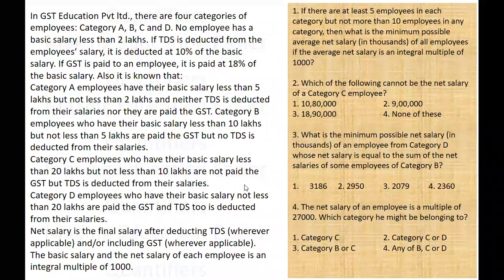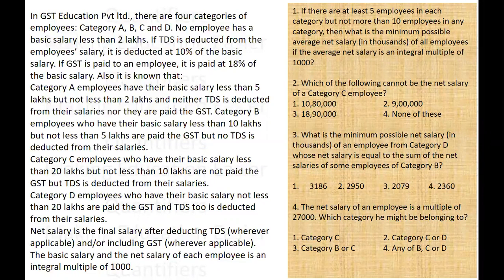This is our set of the day. It says in some GST Education Private Limited, there are 4 categories of employees, category A, B, C, D, and no employee has the basic salary less than 2 lakh. TDS is deducted from the employee's salary.